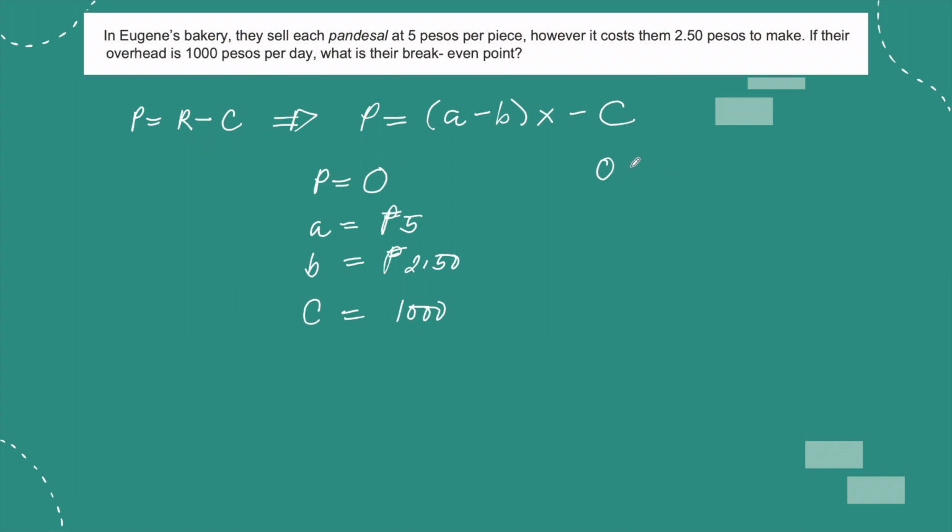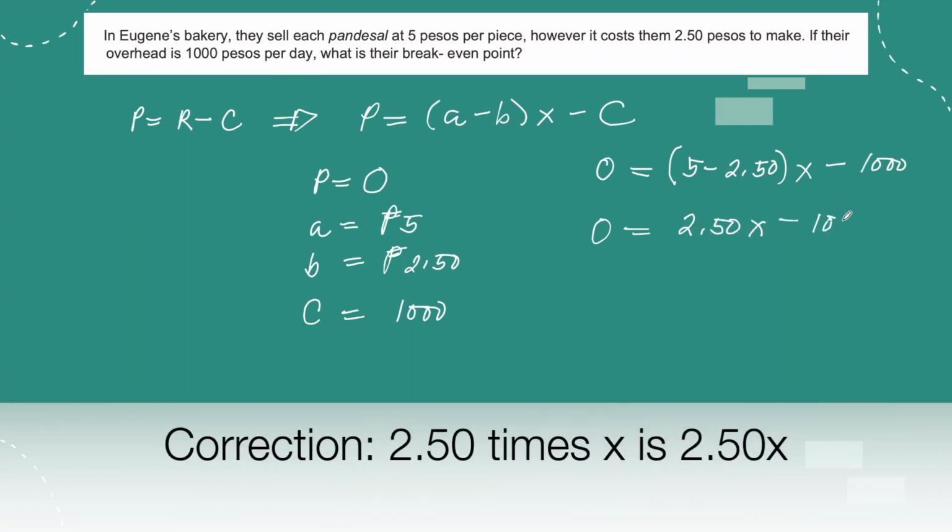Kasi profit is equal to the quantity of 5 minus 2.50, then times X. Hindi mo alam kung ilan yung dapat mong mabenta. Yun ang hinahanap mo, yung breaking point. Ilan yung dapat mong mabenta para magpantay lang yung revenue at cost. Mag-equal lang sila. Minus 1,000 pesos. So, 0 is equal to 5 minus 2.50, which is just 2.50, then just copy X minus 1,000.